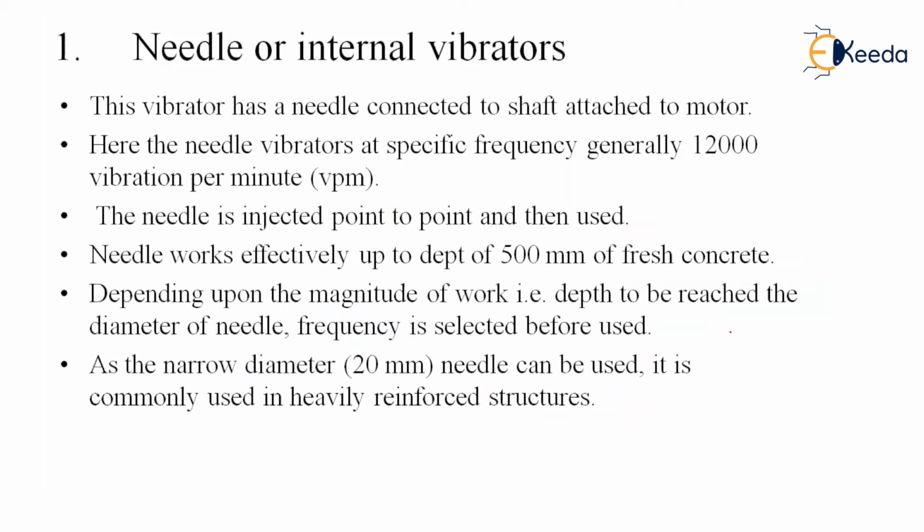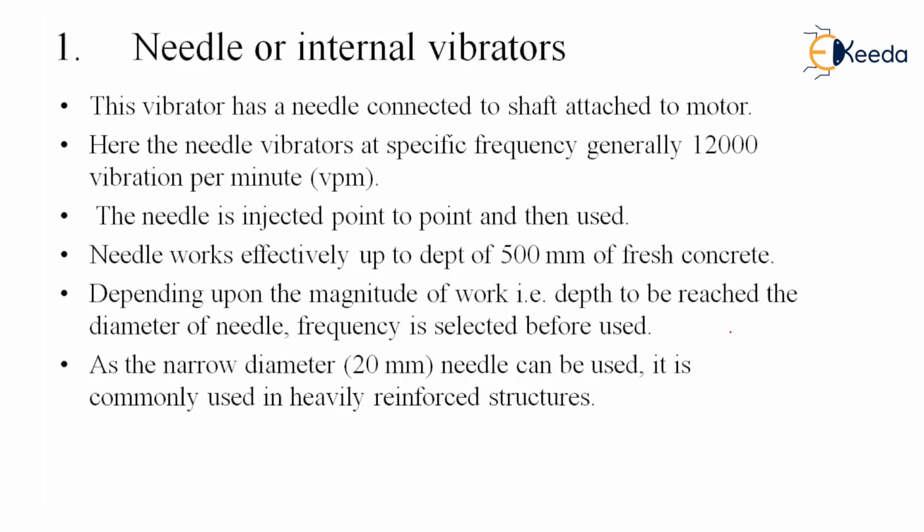So this vibrator has a needle connected to a shaft attached to the motor. Here the needle vibrates at a specific frequency, generally 12,000 vibrations per minute, that is VPM. The needle is injected point to point and then used. That is, from place to place, it has to be moved from one place to another. The needle works effectively up to a depth of 500 mm of fresh concrete.